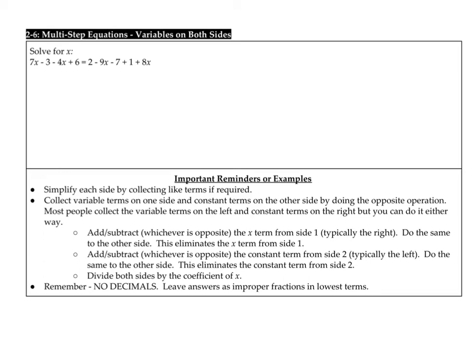Today we're going to be going back to solving equations and looking at how to solve equations that have multiple steps. They have variables on both sides as well. So the first thing you're going to want to do is simplify each side by collecting like terms if required.